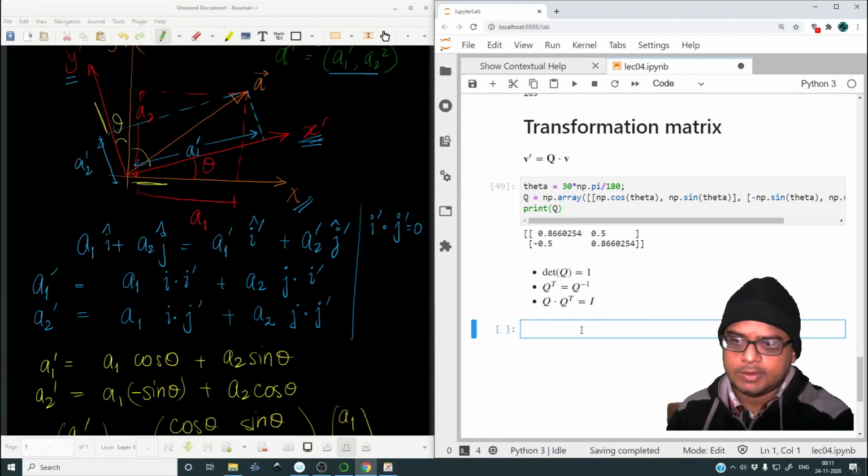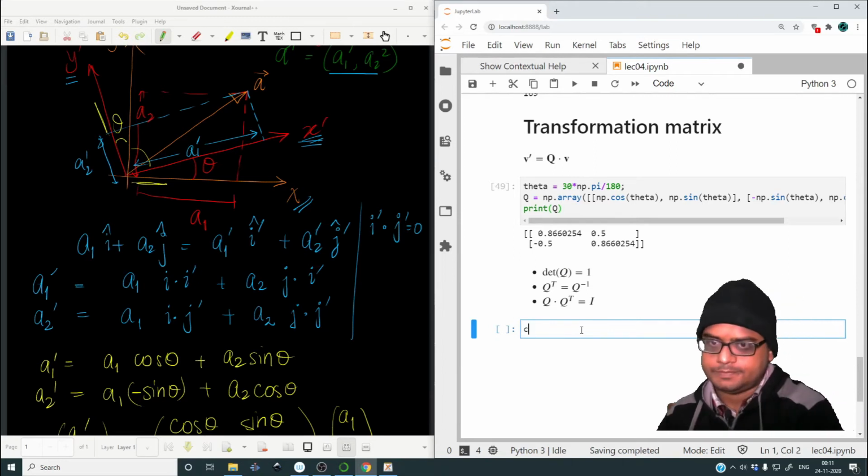So let us check whether the determinant of Q is 1 or not. Let me define C equal to np dot linalg dot det of Q.